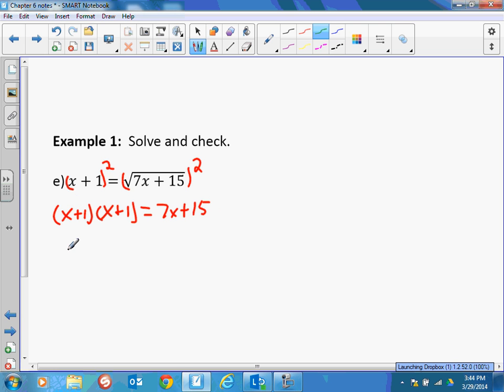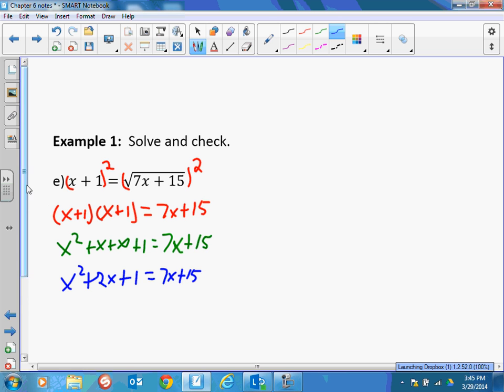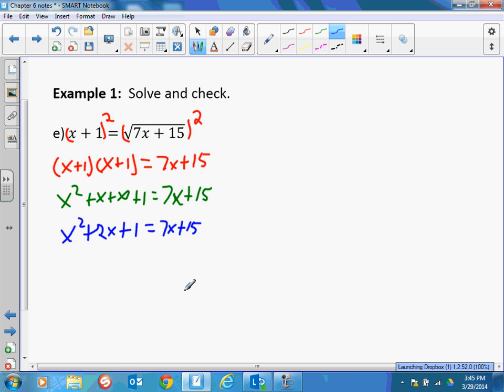So x times x is x squared. x times 1 is 1x. 1 times x is 1x. And 1 times 1 is 1 equals 7x plus 15. And then x plus x is 2x. So we end up with x squared plus 2x plus 1 equals 7x plus 15. Well, now we have a quadratic. We all know the ones we just had were linear, so we could just solve for x. Now we have a quadratic. So what we need to do is set it equal to 0 and solve either by factoring or quadratic formula.